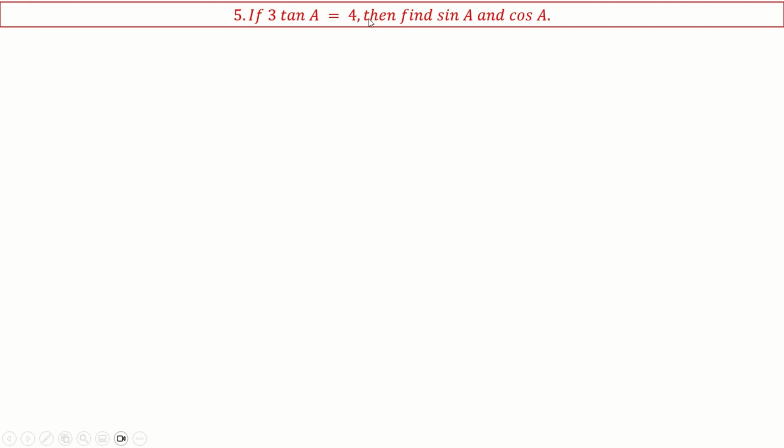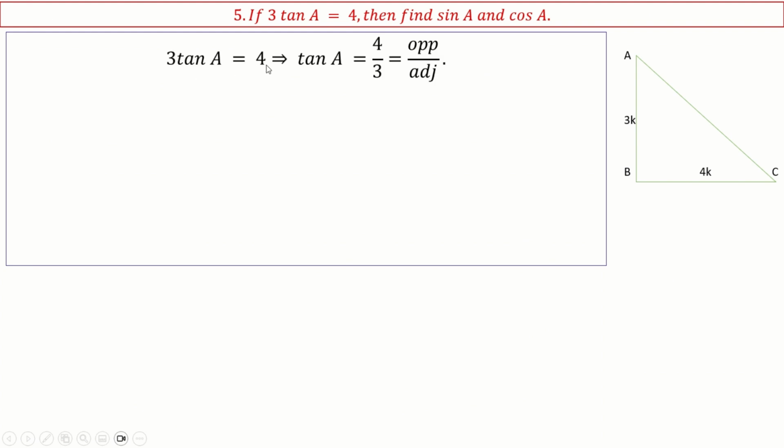If 3 tan A equals 4, find sin A and cos A. Okay, this is simple. 3 tan A is 4, which means tan A is 4 by 3. So opposite by adjacent is 4k, 3k. So AC will be 5k.